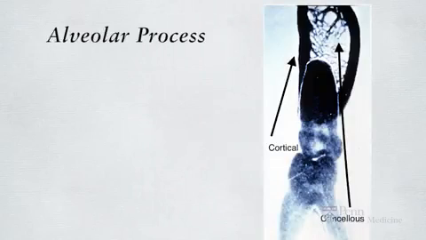This image demonstrates the alveolar process which holds the teeth in place, and you will notice that there are two types of bone: the cortical plate, which is the compact bone which forms the outer layer, and the cancellous bone, known as the spongiosa, which forms the bulk of the bone.